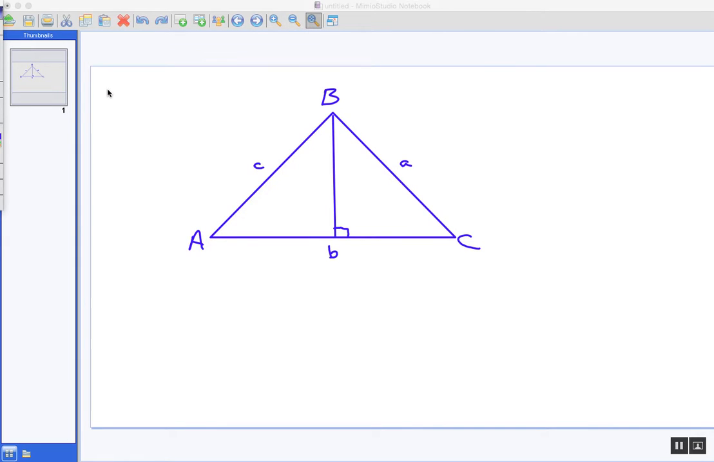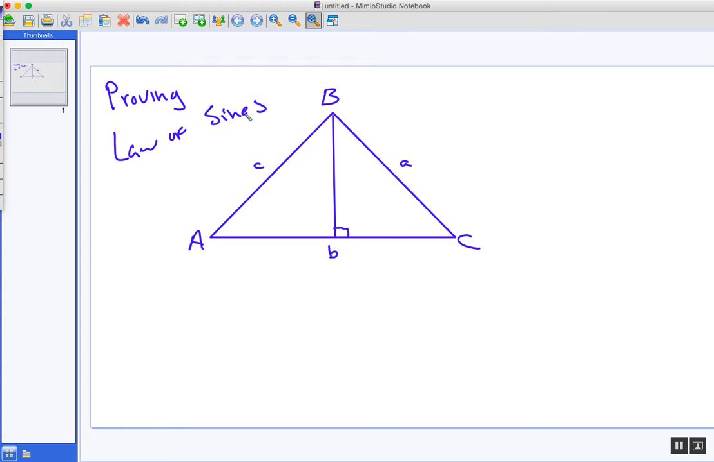This video is on proving the law of sines. So, proving law of sines. We are going to start by defining how to find the area of this triangle using a little bit of right triangle trigonometry.